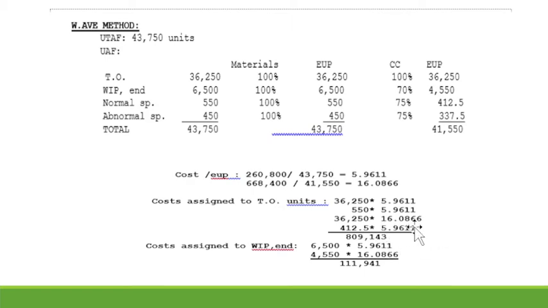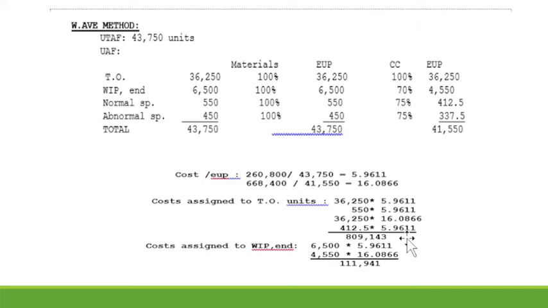Okay? Correct na lang ito. It should not be 5.9611. Yung 412.5 times 16.0866 kasi conversion cost ang pinag-uusapan natin dyan. Okay, sorry for that. Okay, so total natin dyan is cost assigned to TO units is 809,143.